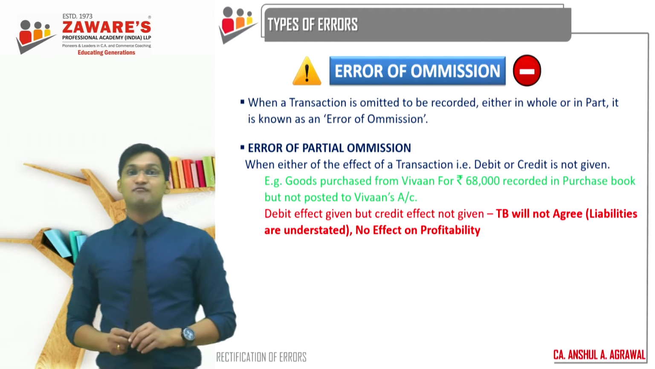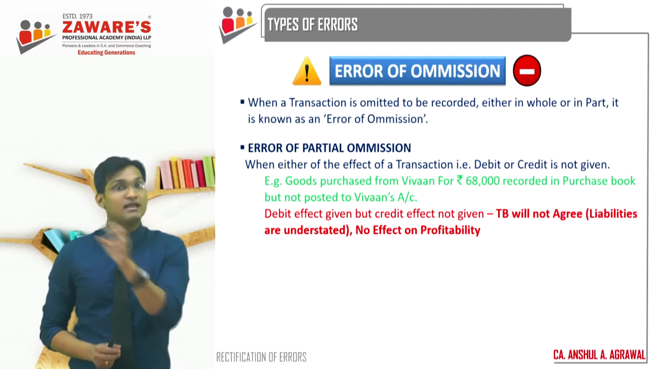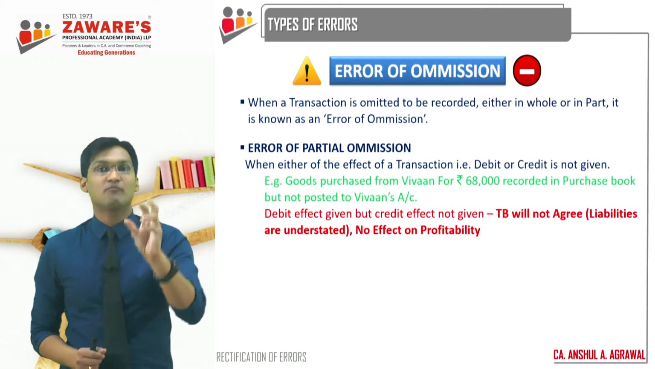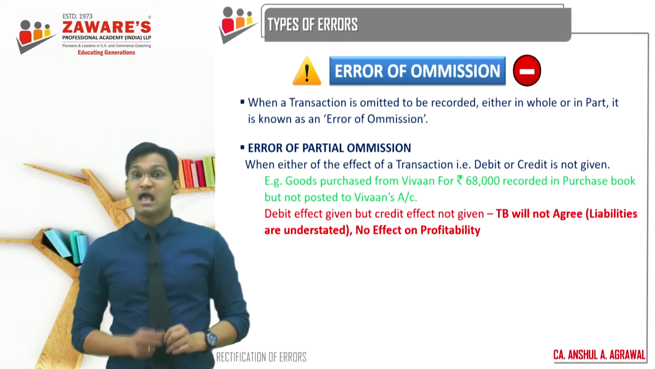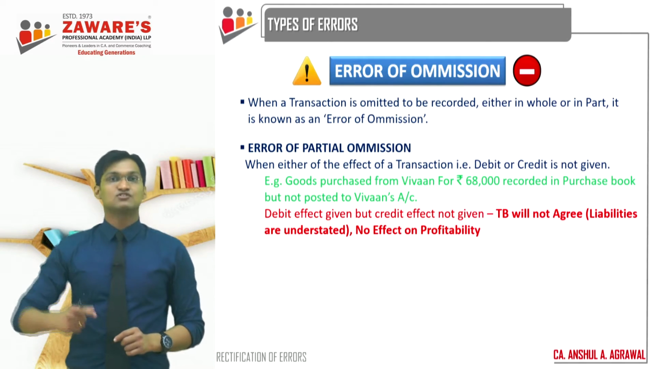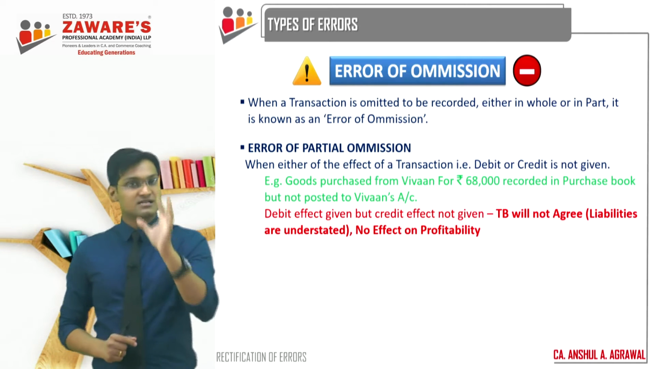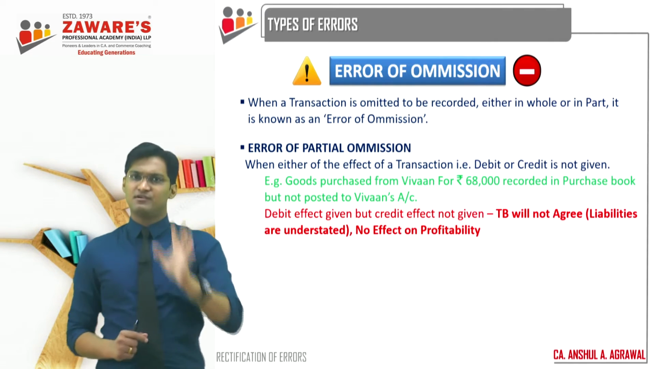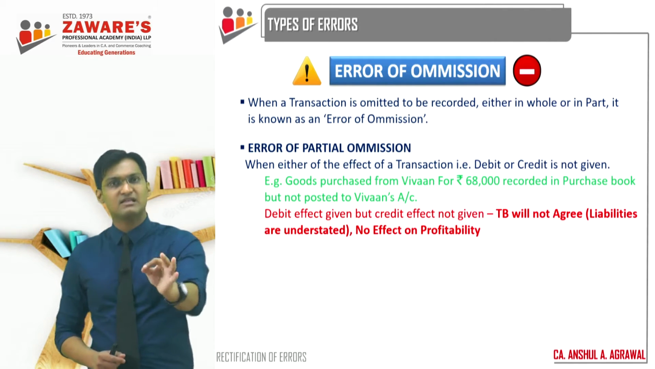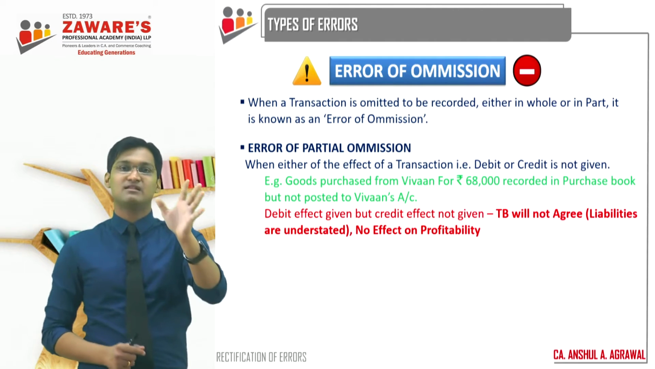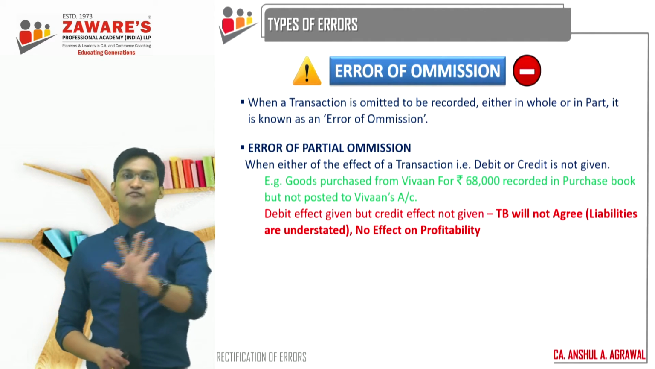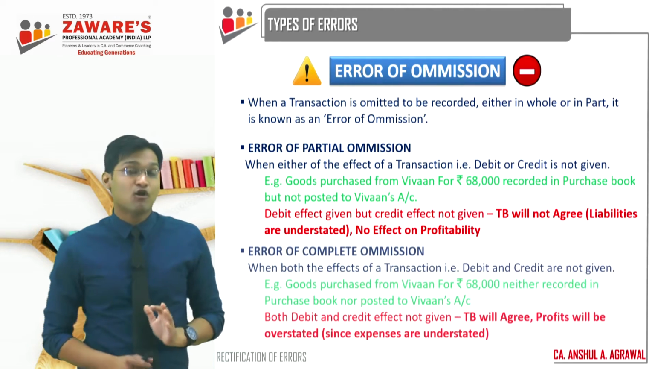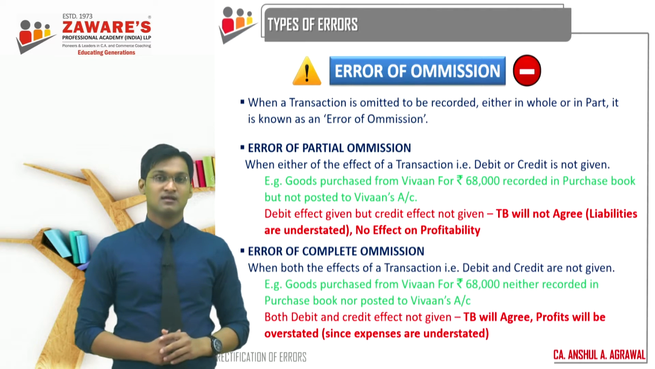But what will be the effect on profitability? When will profitability be affected? When the error will affect a nominal account. And what do you mean by nominal account? An account which is relating to an expense or an income. So in this transaction, purchase account is a nominal account. You have already given effect to the purchase account. You have given the effect of exactly the amount you should have given. Therefore, it will not affect your profitability. Correct? The second type of error is error of complete omission.